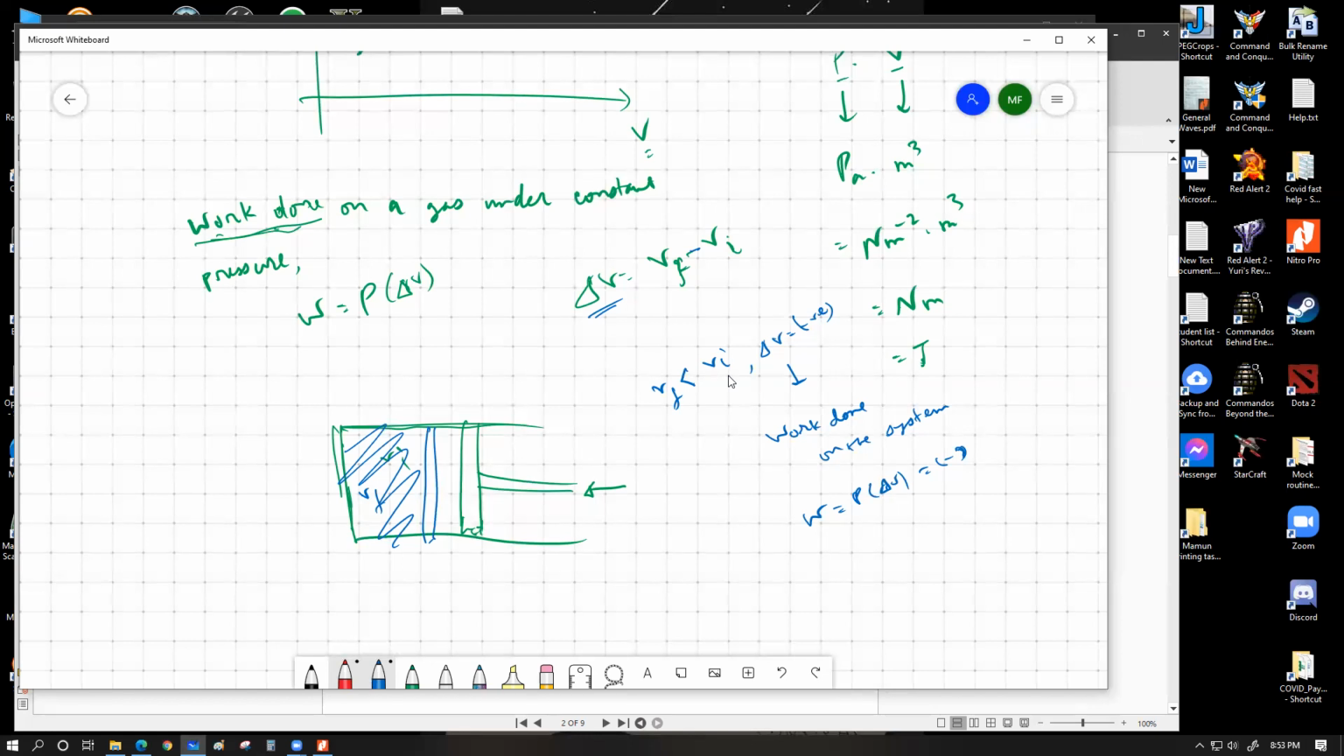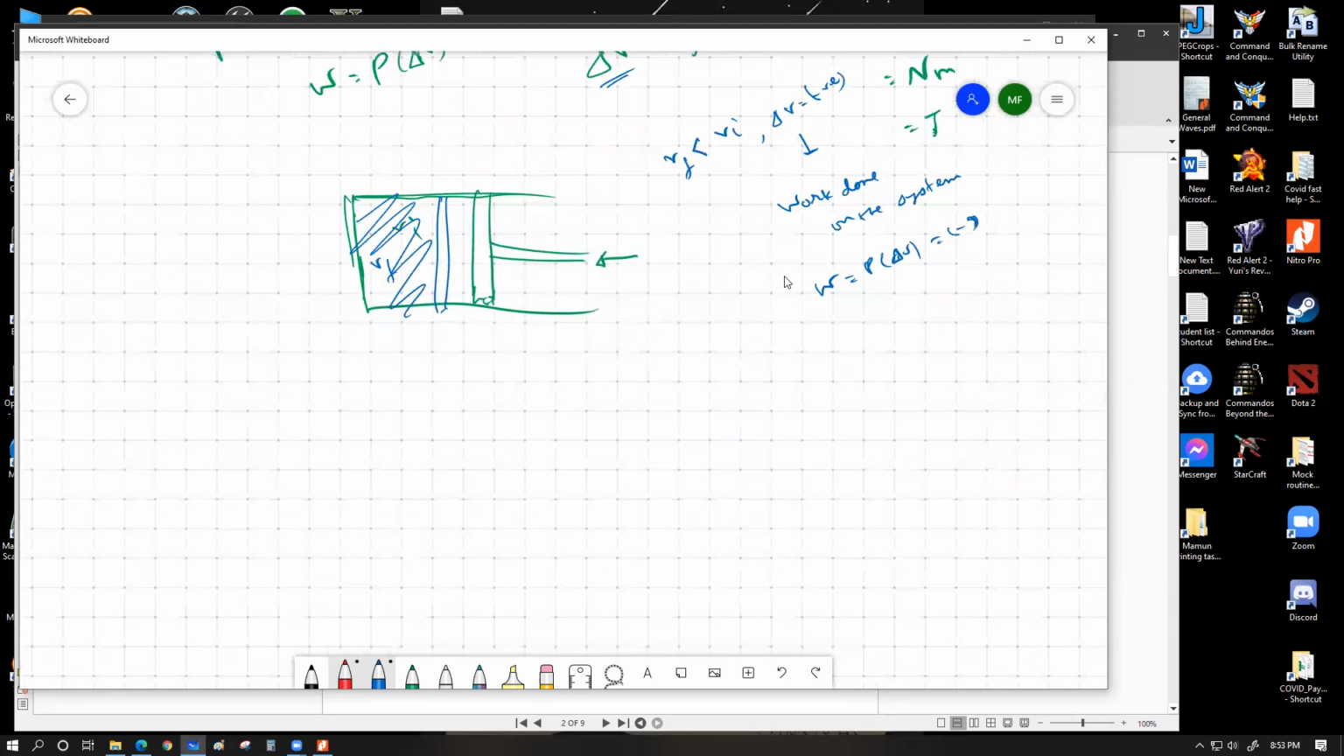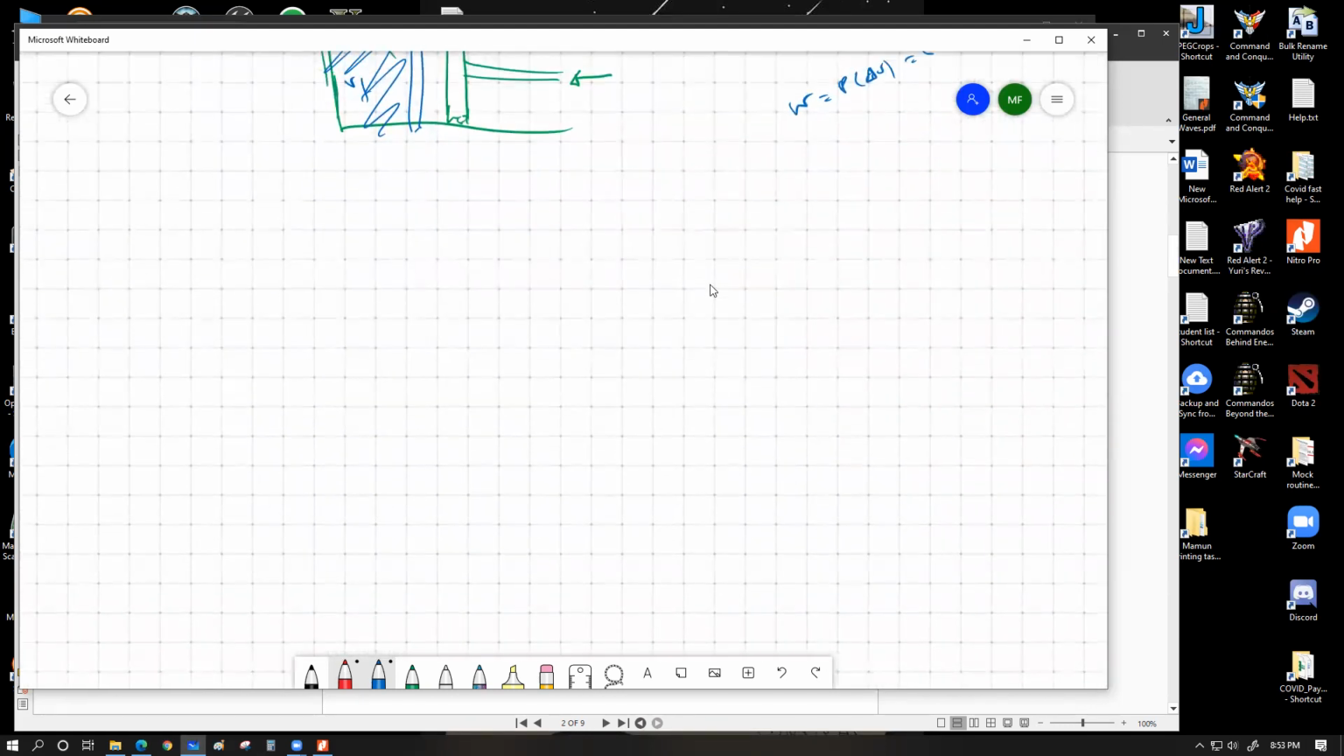But the point that I need you to remember is that gas getting squashed by the application of an external force means work was done on the system, and internal energy increases. Which brings us to the next topic of discussion, which is the first law of thermodynamics.